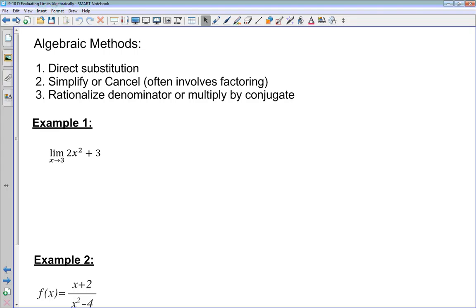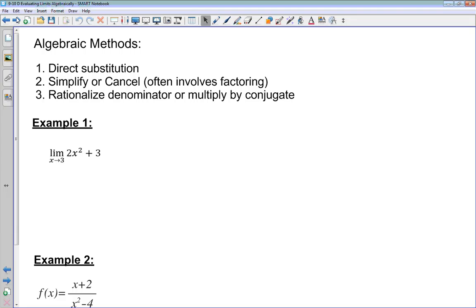If that doesn't work, or it's going to give you something that is an answer that doesn't make sense, try simplifying or canceling the function that you have. Often this is going to involve doing a little bit of factoring. Okay? Third, and one that you're rarely going to use here, you might have to rationalize the denominator or multiply by the conjugate to simplify your function a little bit. And we're going to take a look at an example of what that actually means towards the end here.